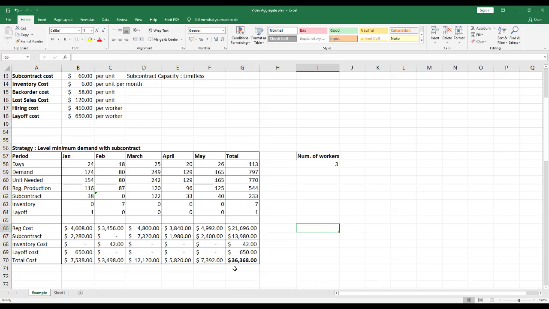How do you think this strategy works? Is the cost higher or lower than the previous 2 strategies that we have calculated? In the next video, we are going to discuss chase strategy for aggregate planning. It is the last strategy that is requested in the example. See you in the next video.